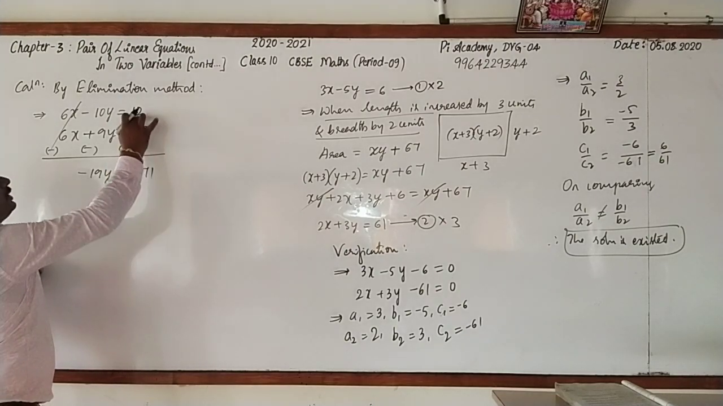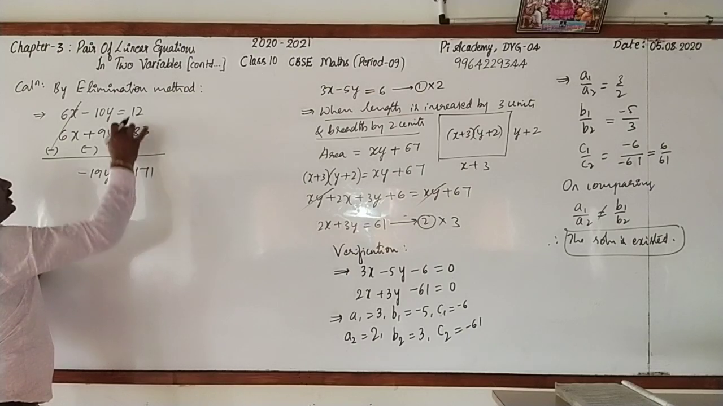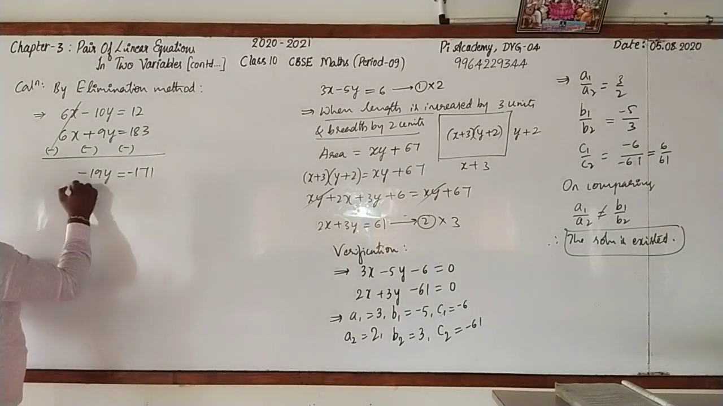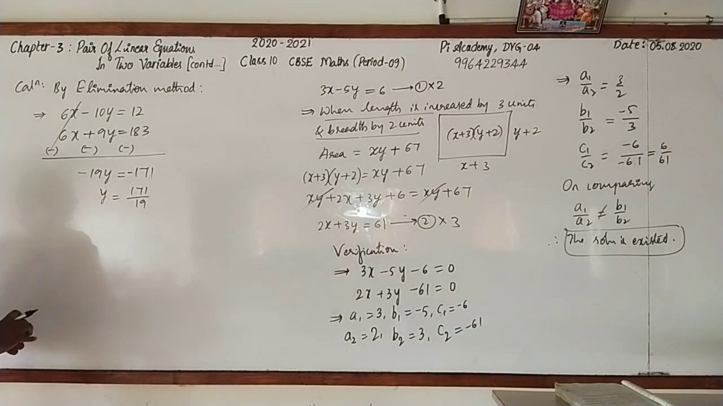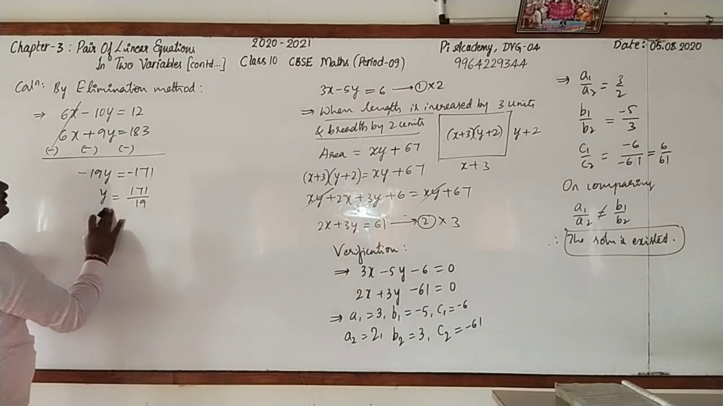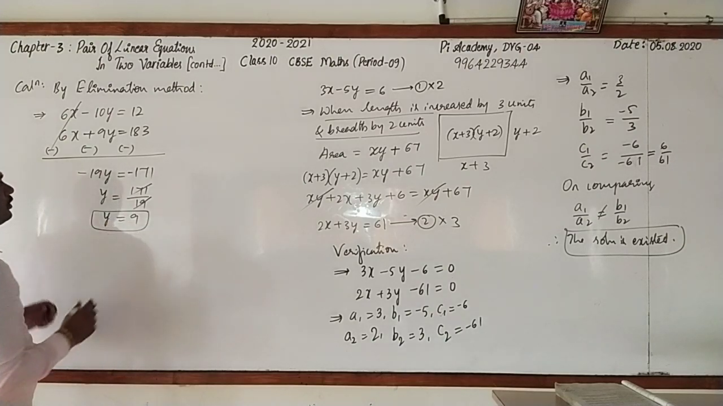Then here 3 minus 2, 1. 8 minus 1, 7. 1 as it is. Minus minus get cancelled. Y equal to 171 by 19. Clear? Then 19 nines are 171. Y equal to 9.